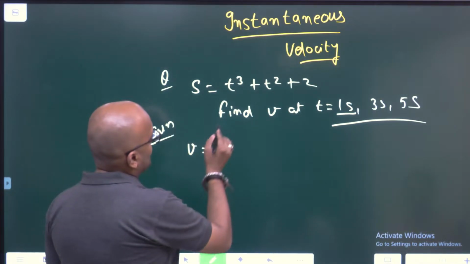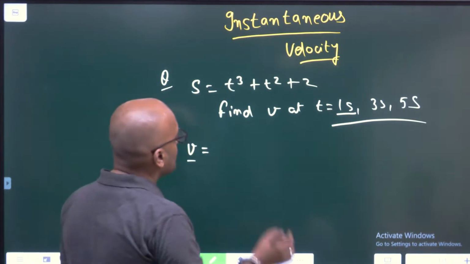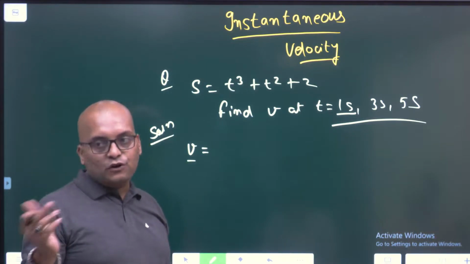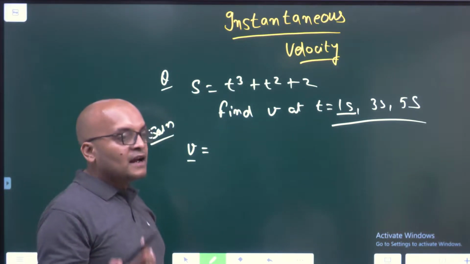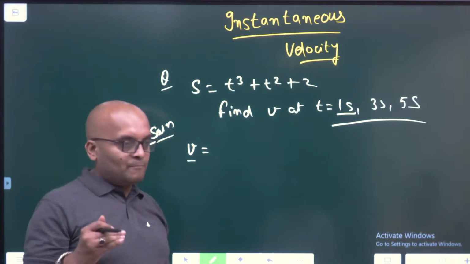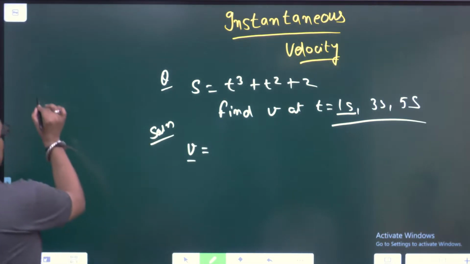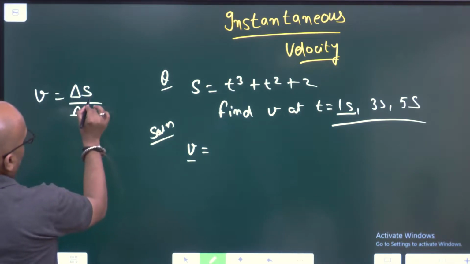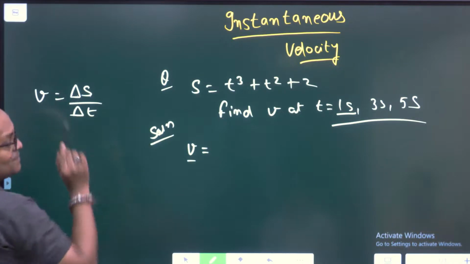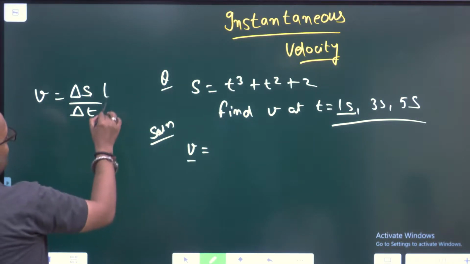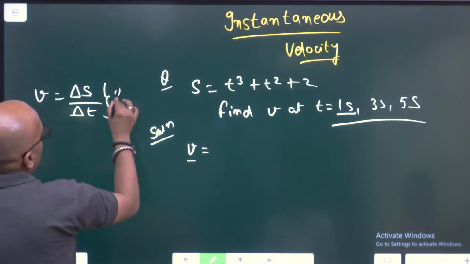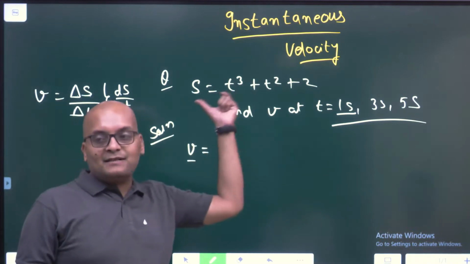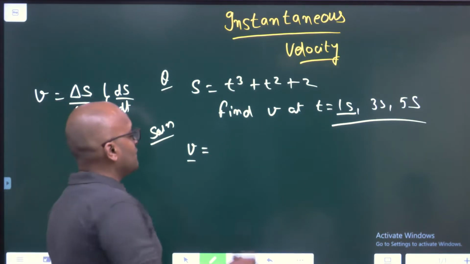Okay, I am solving it. Please see. We need to find velocity, right? Rate of change of displacement is velocity, and rate means divided by time. So I can say that V is equal to delta S upon delta T. Delta means change. And this can also be represented as ds upon dt. So if I differentiate displacement with respect to time, I will get velocity.